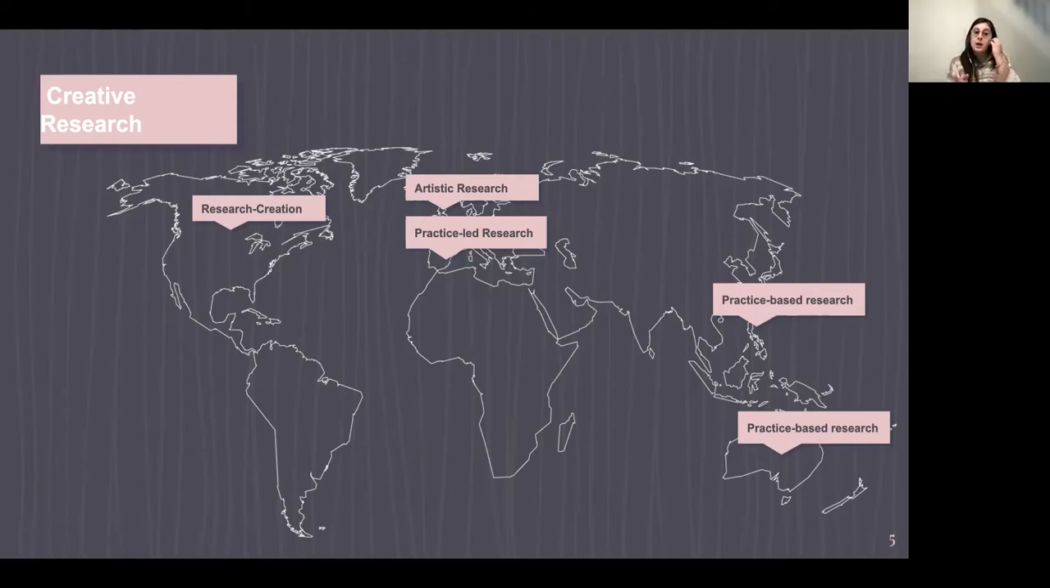So we could use these terms interchangeably. However, I don't advise that, because depending on the location in which these different creative researches are integrated, it does change the funding models. It changes what the research expectations are, what priorities are examined by these methodologies. So when I say research creation, I do want to emphasize that we're talking about a North American context, and that I'm not going to use it interchangeably for artistic research, practice-led research, and practice-based research, because those methodologies have been established in a way that is quite different from research creation. And I'll explain the difference as we move forward.